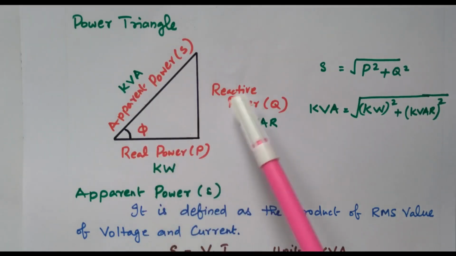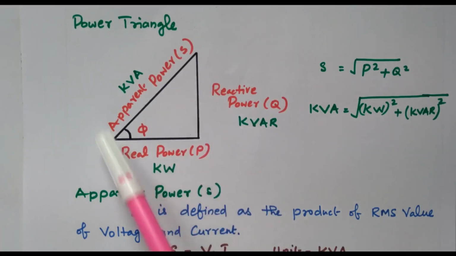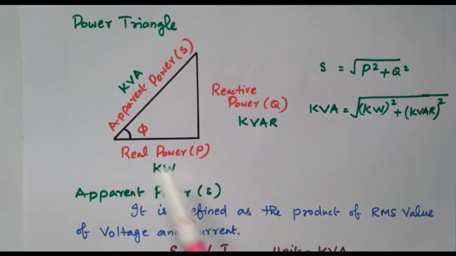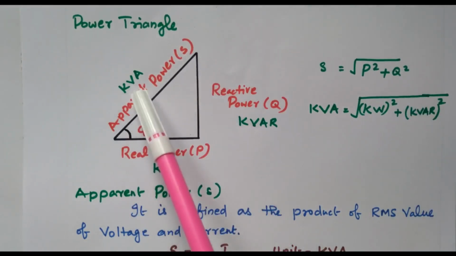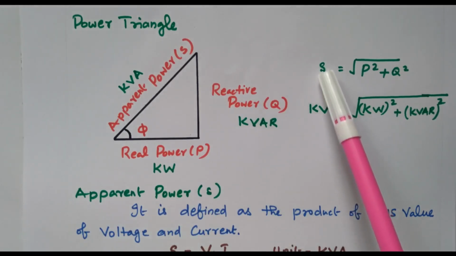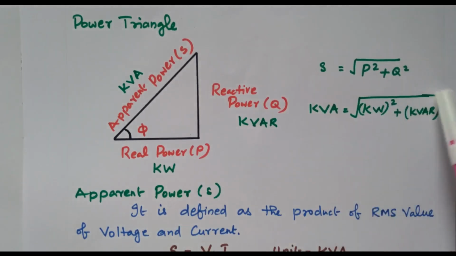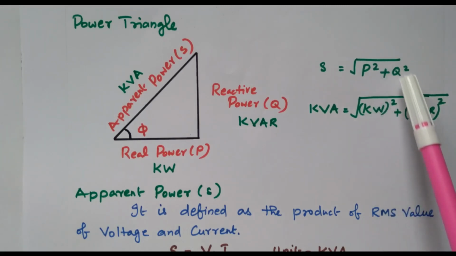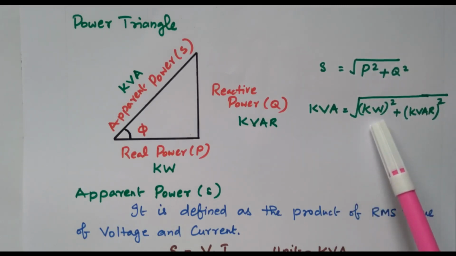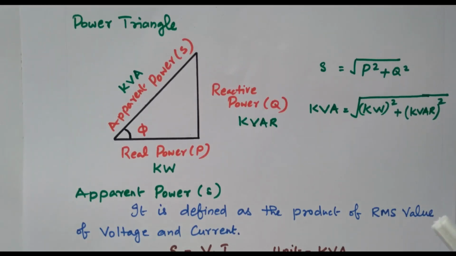Now we'll see what is real power, reactive power one by one. So this is the power triangle. So S equal to square root of P square plus Q square. That is, S square equal to P square plus Q square. Another form we can represent: S is represented in kVA, P in kilowatt, Q in kVAR. So kVA equal to square root of kilowatt square plus kVAR square. So this is a power triangle. Here 90 degrees between real power and reactive power.